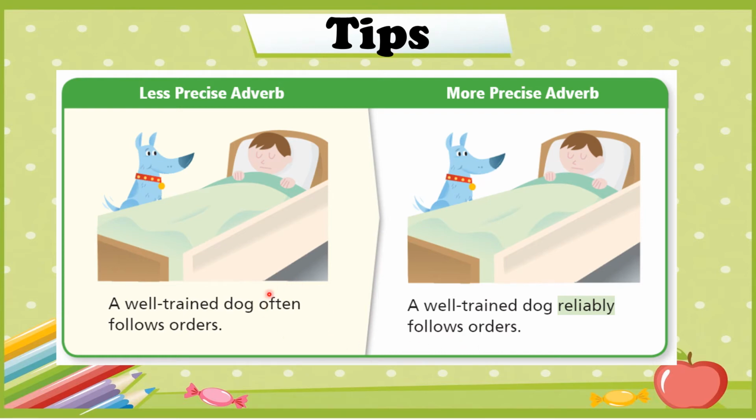In the first, you're only describing the frequency to which the dog follows orders. It follows orders almost always. But if you say that the dog reliably follows orders, it means that the dog is reliable in terms of performing an action. You can always depend on the dog. So in that case, your sentence has more effect.